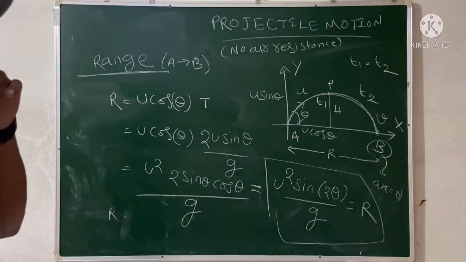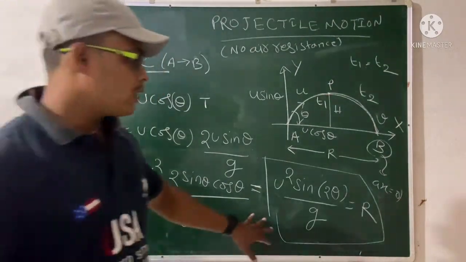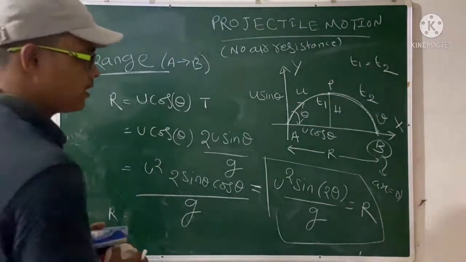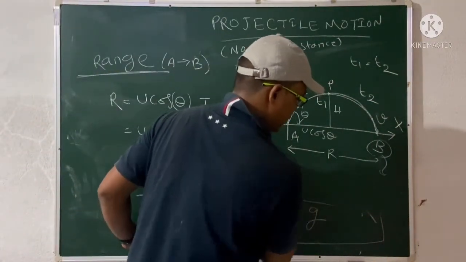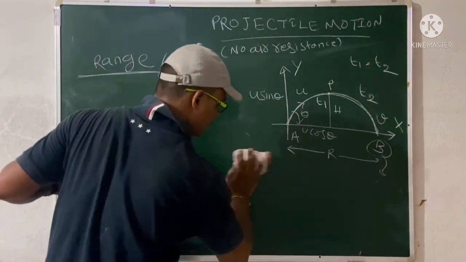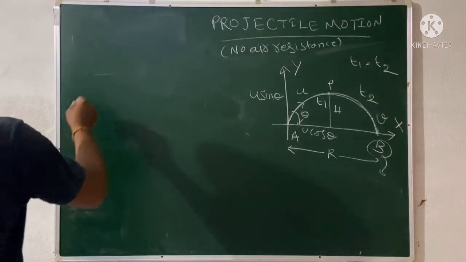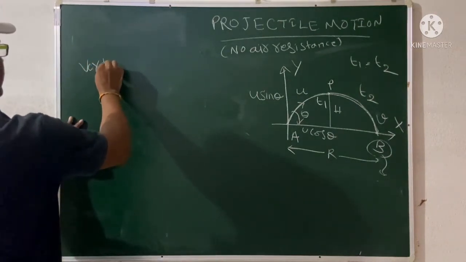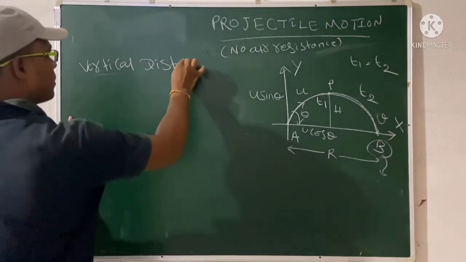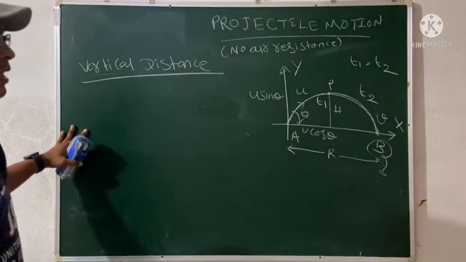So what is the range equation? U square sin 2 theta divided by G. So this is the horizontal distance, okay. So let's go quickly to the vertical distance. What will be the vertical distance? What will be the vertical part or vertical distance? The vertical distance is h.